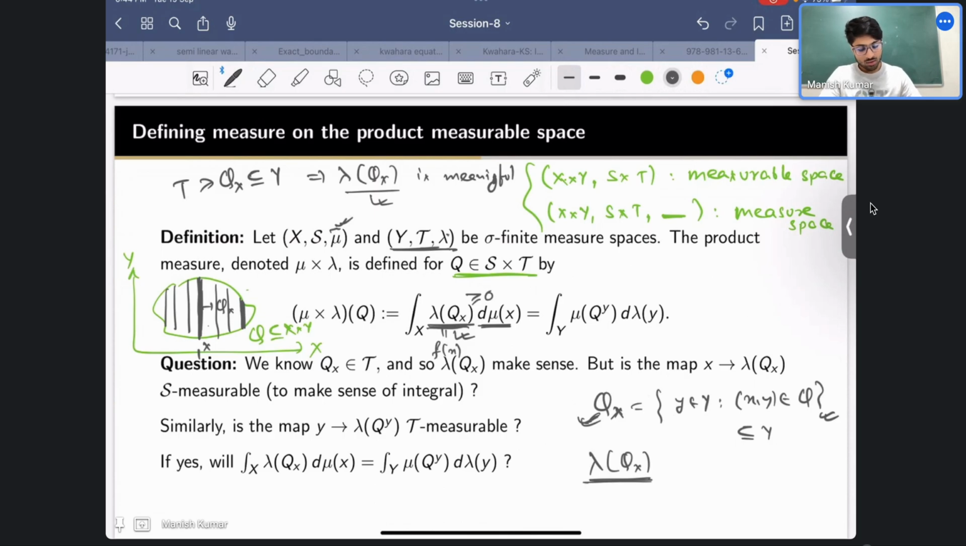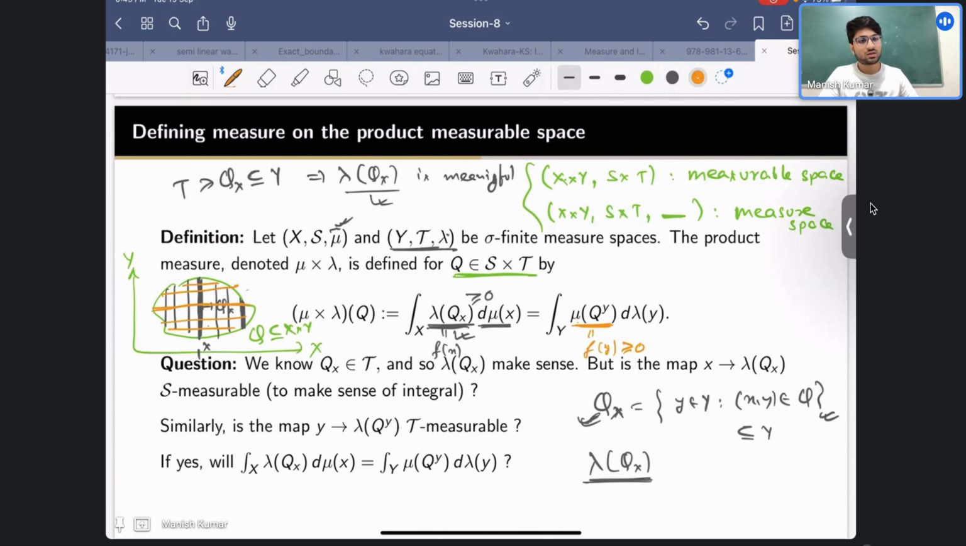In a similar way, instead of taking the x section, you can do the same thing with the y section. Now you fix a y. So this will be your Qy. Now you change your y, and this Qy will be changing. This Qy is a subset of X, so the mu measure will be defined. Now this is again a function of y. As you change y, this function will change, and this is non-negative, so you can integrate. Now this quantity is called the product measure of Q.